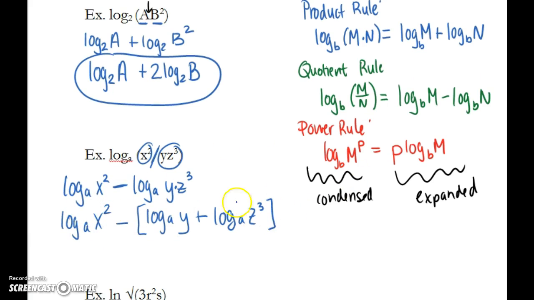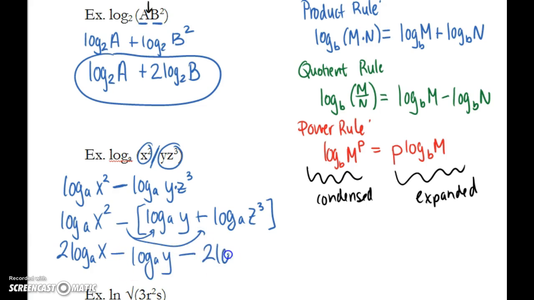Now we have exponents. 2 and 3 are exponents, and the power rule says we can bring those over to the front. So this becomes 2 log base a of x. And simultaneously, I'm going to take this minus sign and distribute it in. So minus log base a of y minus 3 log base a of z.